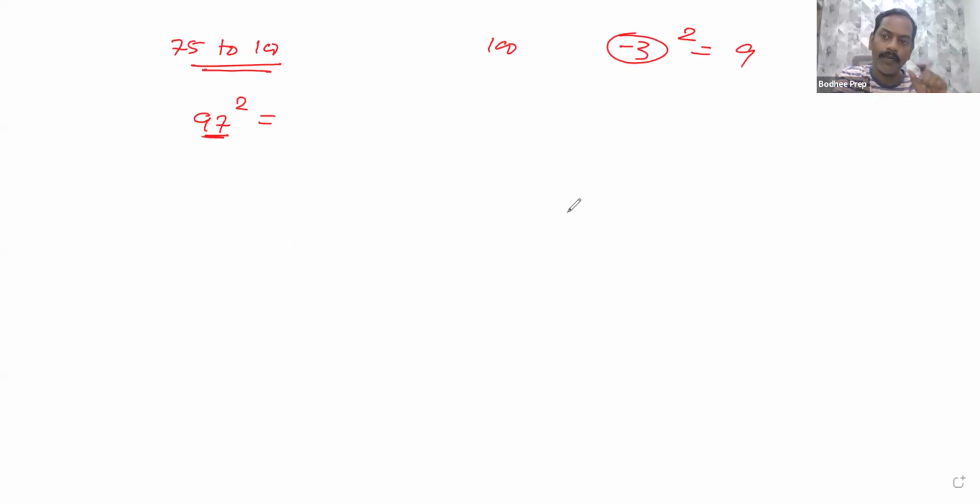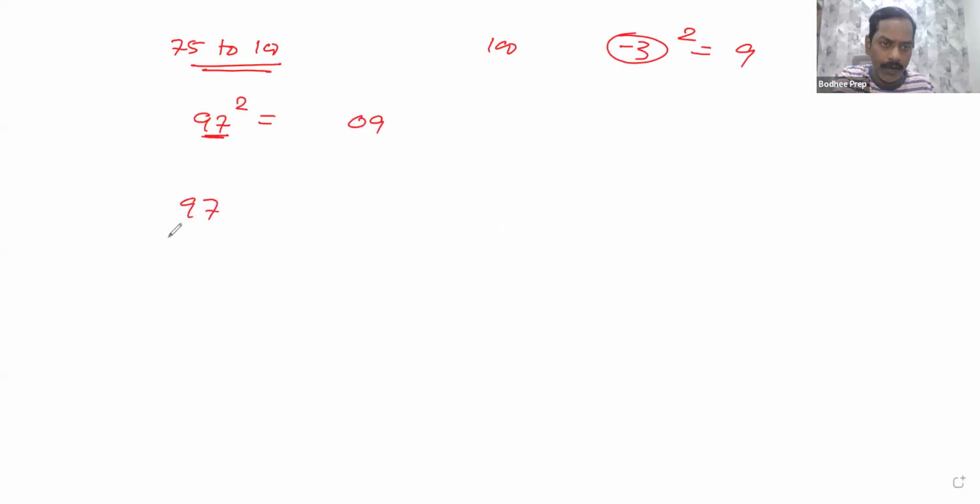So I'm taking numbers which are between 75 to 100, right? If I take the difference, that difference in absolute terms is within the limit of 25. For example, if I want the square of 97. Now this number 97 compared to 100 is 3 less, right? So what we'll be doing is getting the square of this difference. So the square of -3 is what? 9. We have to write 2 digits, so I'll be writing 09.